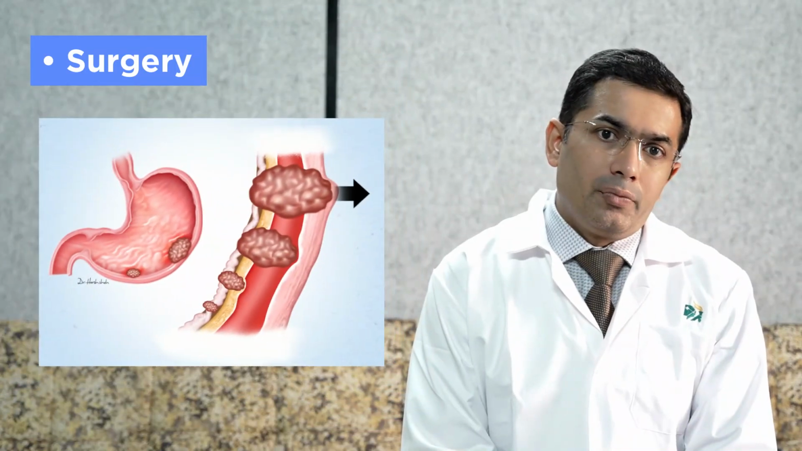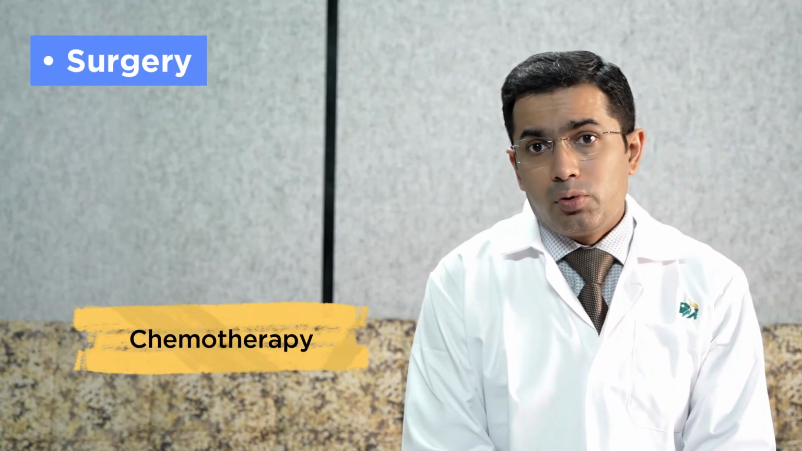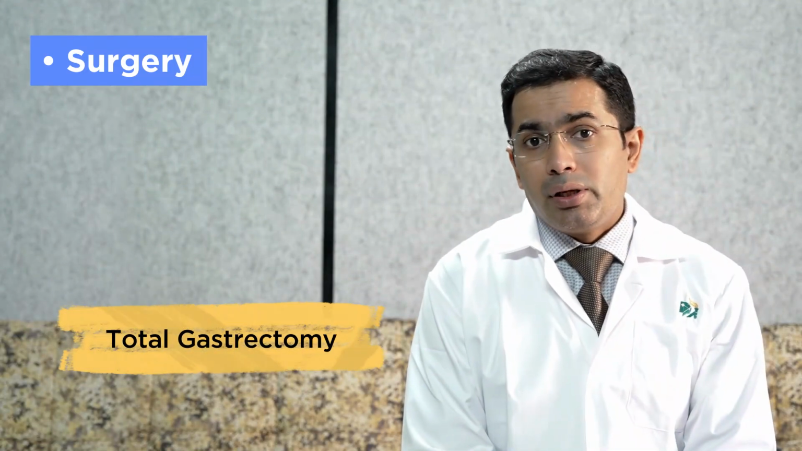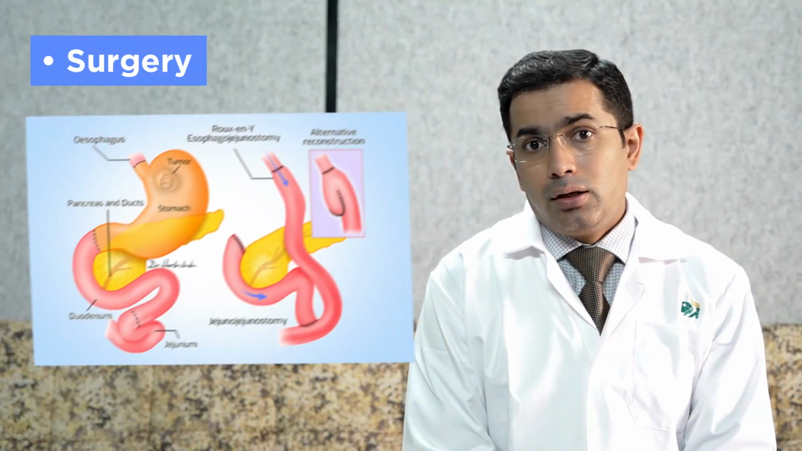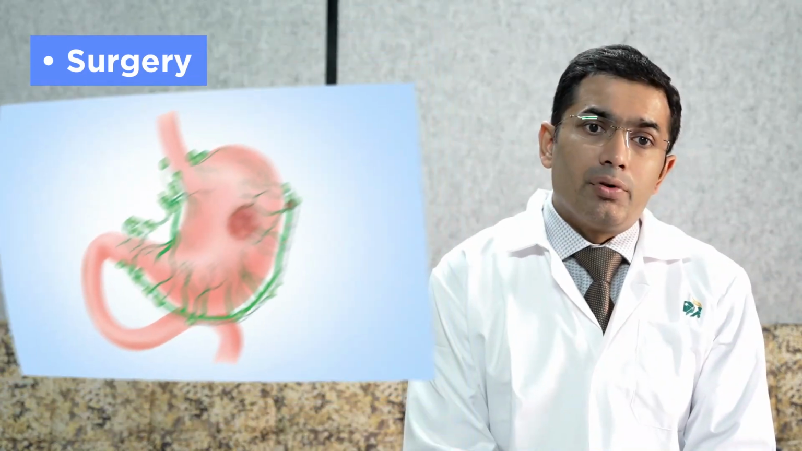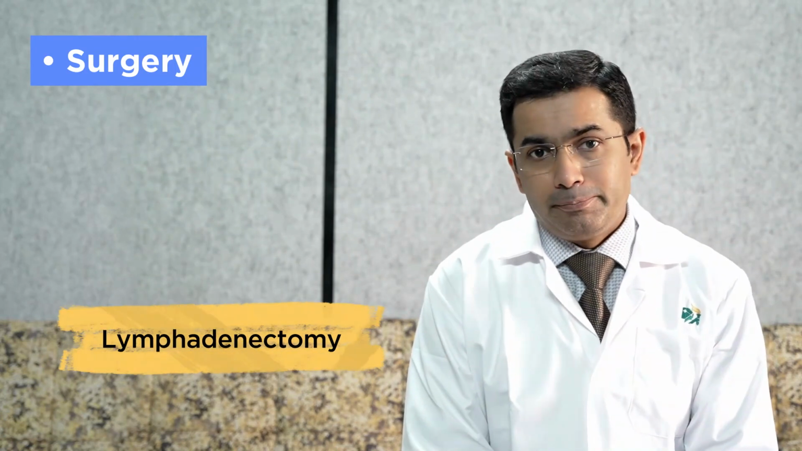If the cancer has spread to the outer stomach wall, with or without having spread to the lymph nodes, surgery is preceded by chemotherapy. The surgeon can perform a subtotal gastrectomy or a total gastrectomy, which is the removal of all of the stomach. During a total gastrectomy, the surgeon attaches the esophagus directly to the small intestine. Regional lymph nodes are often removed during the surgery because the cancer may have spread to these lymph nodes. This procedure is called lymphadenectomy.